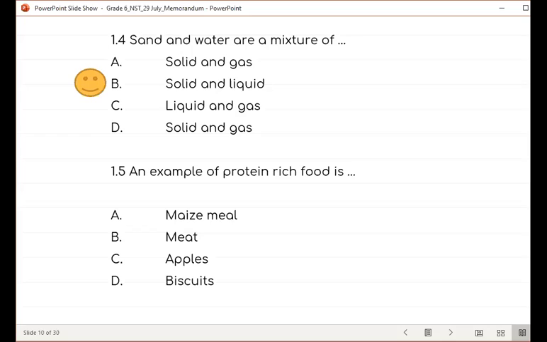Adeline, I thought I removed it before you guys could see it. Okay, next time I'll just go slower so that I don't show you guys the answer. Okay, so yes, it is B.